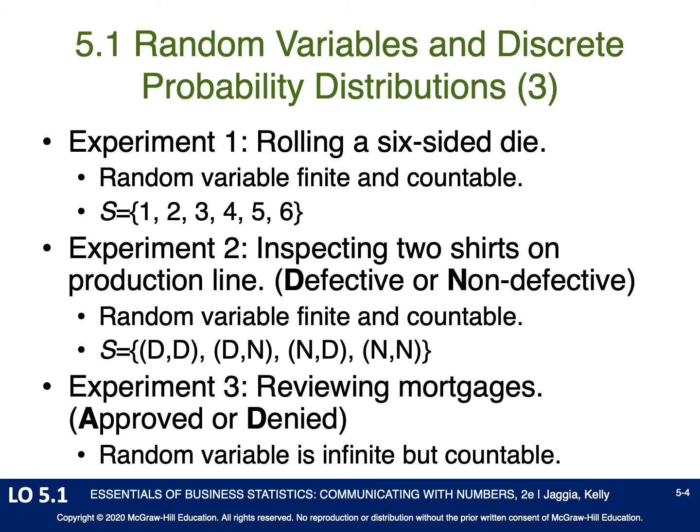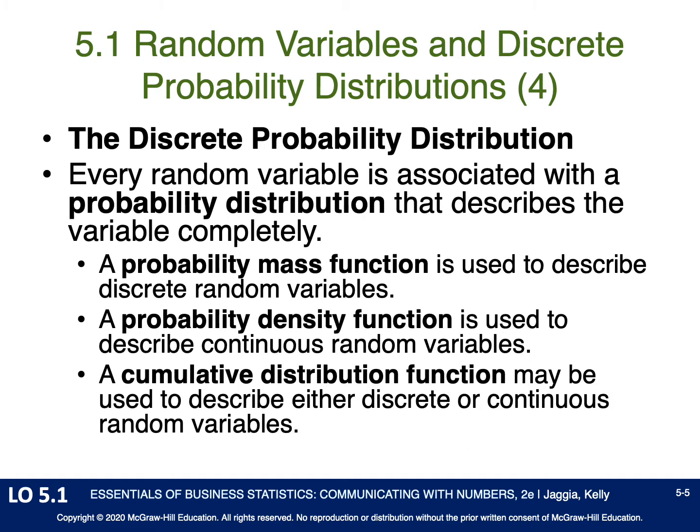And in experiment 3, we're reviewing mortgages. And so we say that they can be either approved or denied. Now, this is countable, but infinite. We could, in theory, get an infinite number of mortgage applications. So there's not a finite number of them, but they are definitely countable.